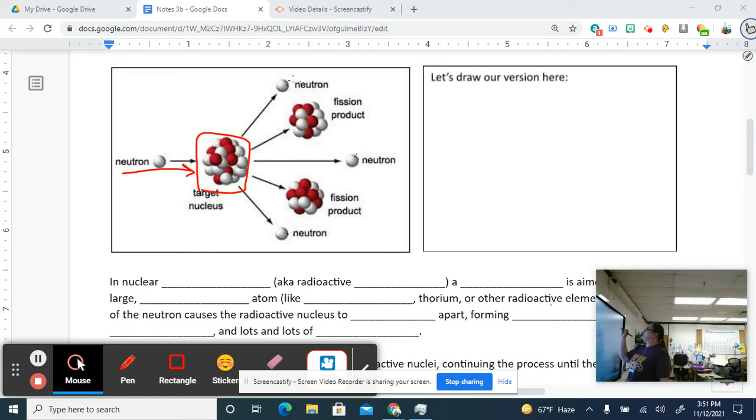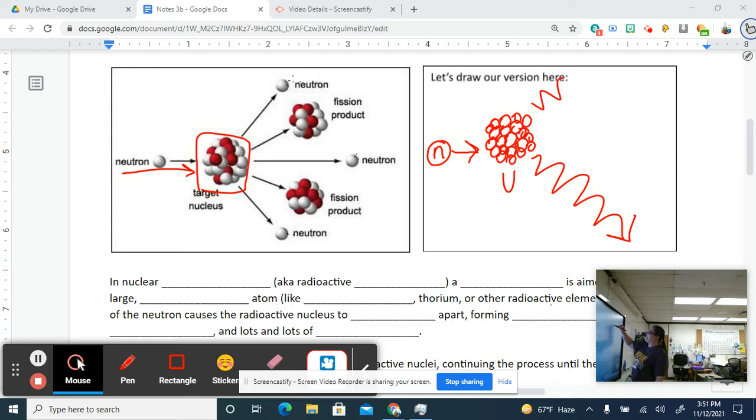So we're going to do our own version over here because there's something they are missing. There's a very important part of this that they don't have. So they have the neutron, and we do need that. We need our neutron being put in there. And then we've got our large unstable nucleus. So this is going to be uranium. All right. Now, when that neutron hits that nucleus, energy is released. And that's the most important part. And they left that out. So we're definitely going to fix that.